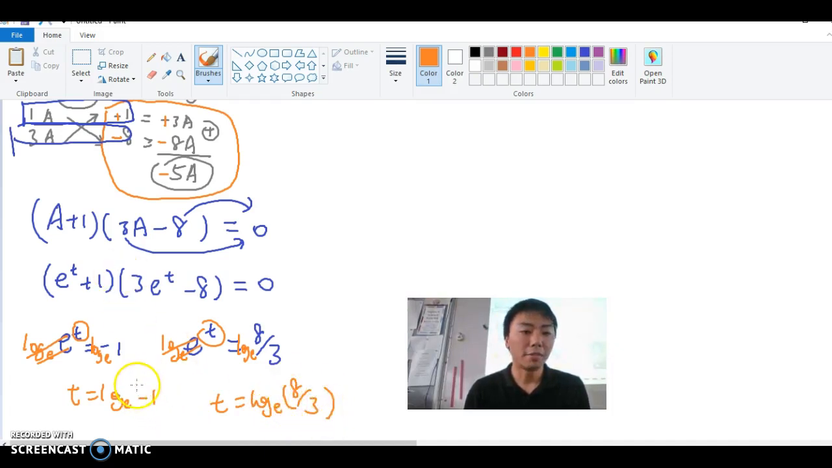Okay. Now I've got two answers. One of them is wrong because I see a negative inside the log. So I will have to tell people this answer here I need to reject it, and this is the final answer. Okay, this is the final answer. Okay, so you have to write down two answers and then say one of them is rejected. Okay.